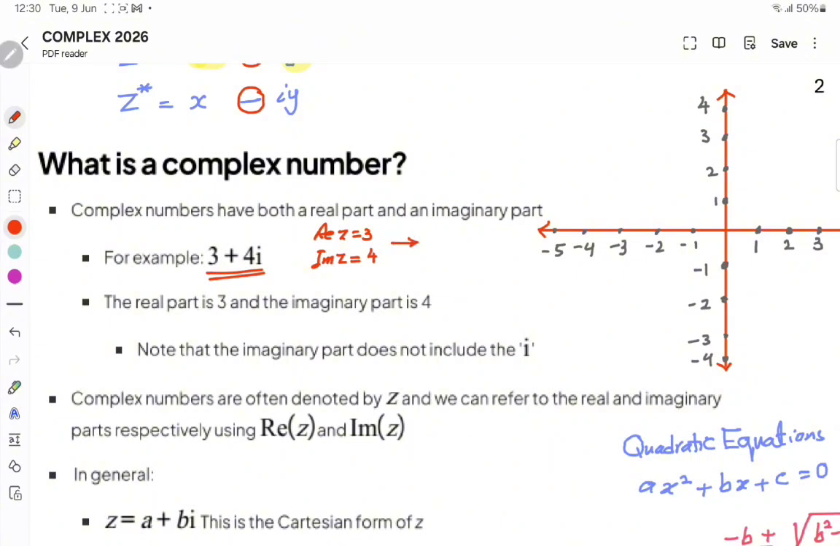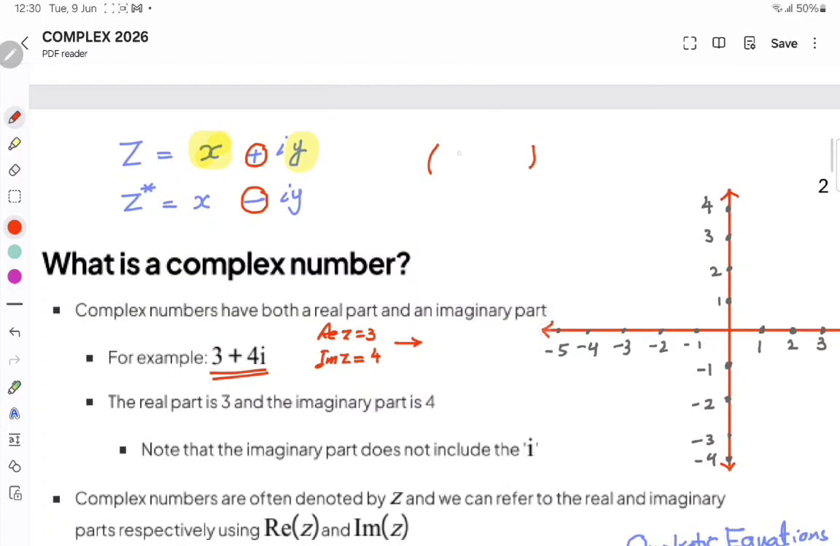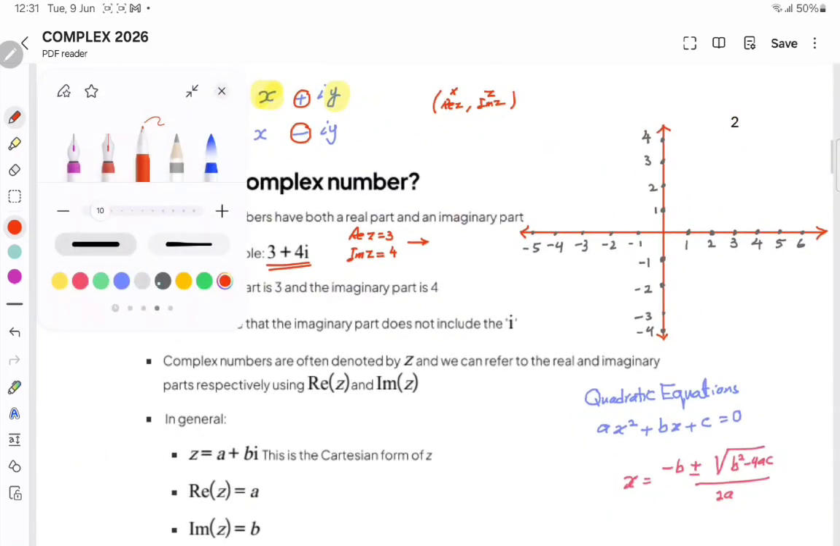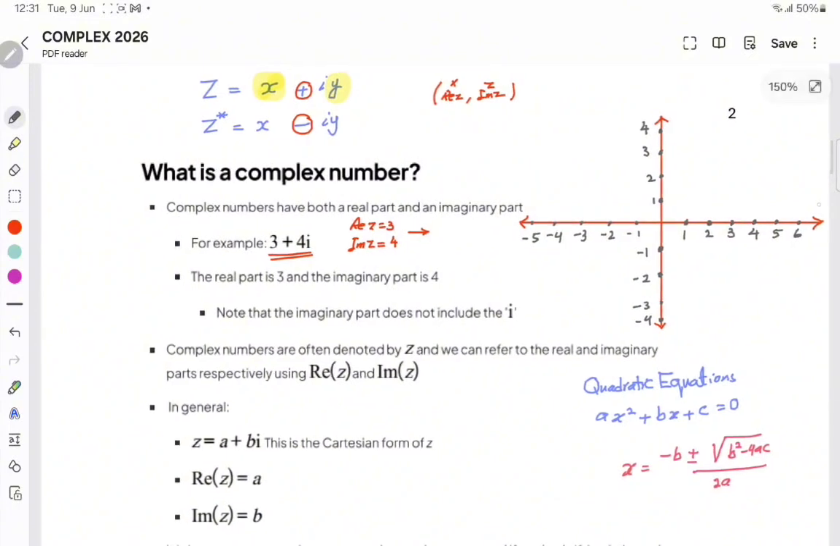And you can plot that in an Argand diagram. So what is the meaning of an Argand diagram? It is always in the x and y coordinates, where x represents the real part of z, and y is the imaginary part of z. So the x-axis represents the real part, and the y-axis represents the imaginary part. To represent it in an Argand diagram, we just plot the point. For example, in this number, x is 3 and y is 4.